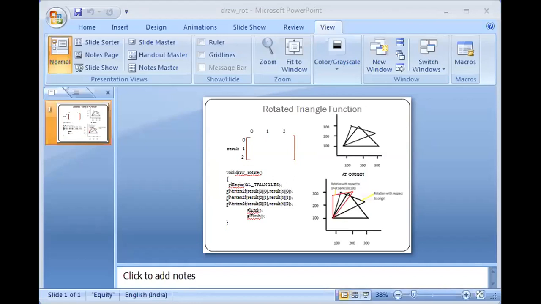Let us see how we draw the triangle. This is how we will be drawing the triangle. We will be initializing the triangle 3, 3, because for a triangle obviously I need 3 vertices, and each of these 3 vertices I will represent with x, y, and z coordinates.